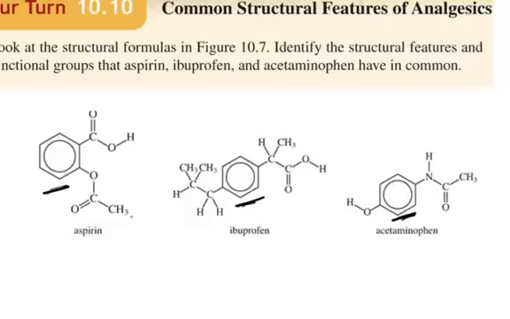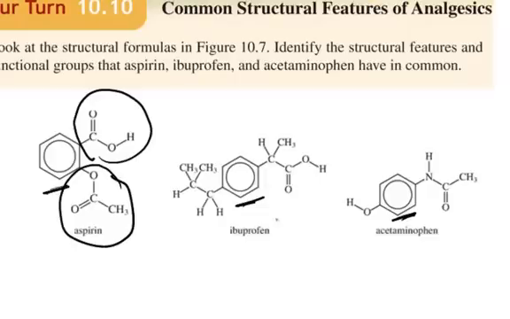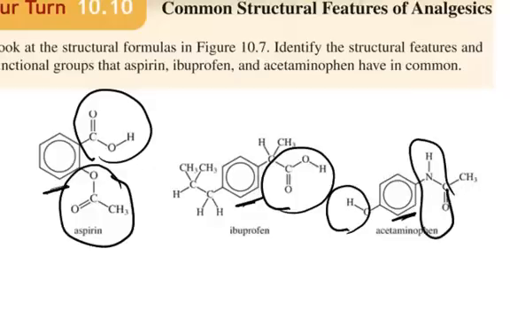And then if you look at the functional groups on the various molecules, aspirin, of course, has a carboxylic acid functional group right here and an ester functional group right here. The ibuprofen has just one functional group, and that is the carboxylic acid functional group. And then the acetaminophen doesn't have an ester or a carboxylic acid, but it has an alcohol functional group and it has an amide functional group. Okay, and so there are some similarities and there's some differences in these three molecules.